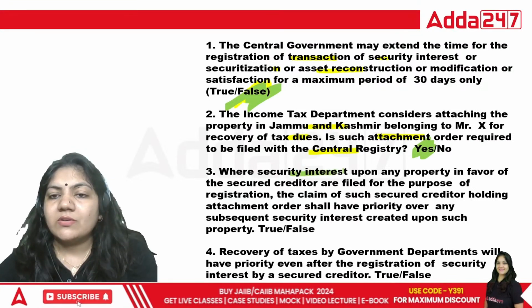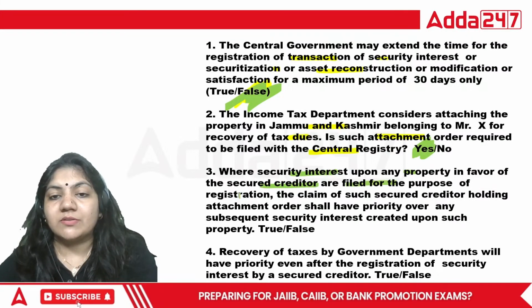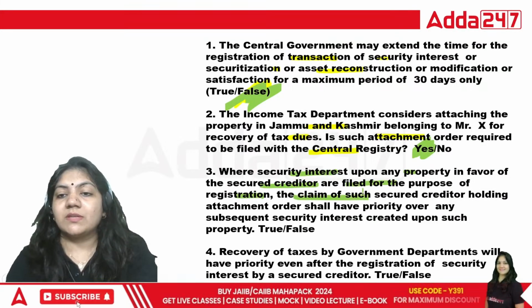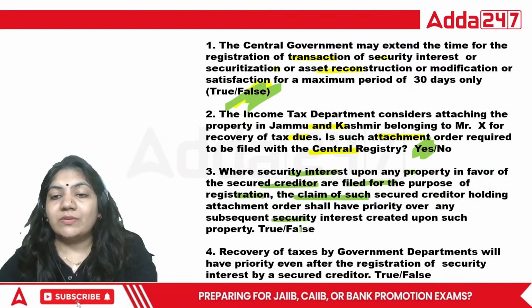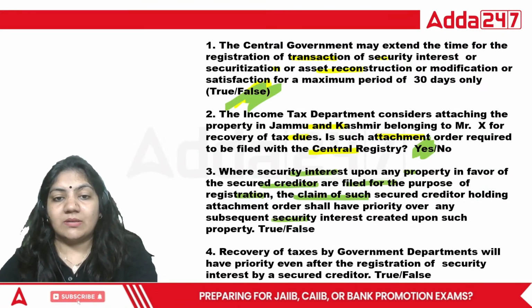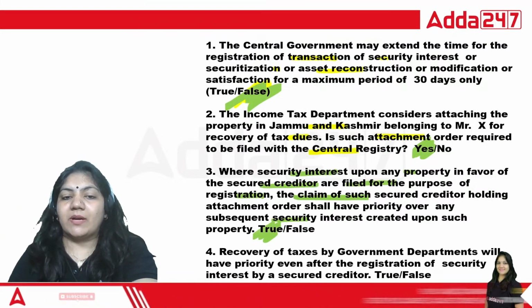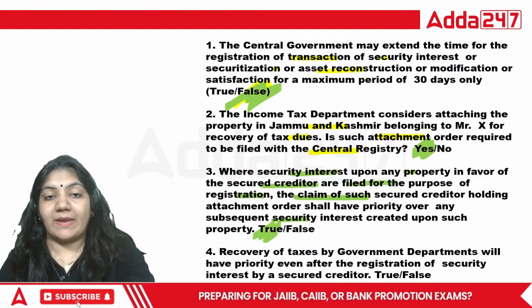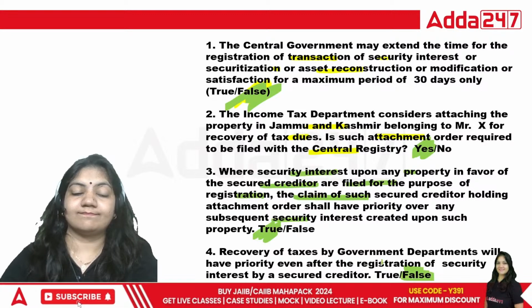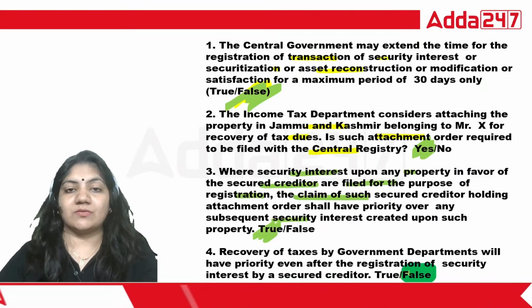When security interest upon any property in favor of a secured creditor is filed for the purpose of registration, the claim of such secured creditor holding an attachment order shall have priority over any such subsequent security interest created upon such property. Third is absolutely true. Recovery of tax by a government department will have priority even after registration of security interest by the secured creditor. That is false. So this is the right answer for this question.